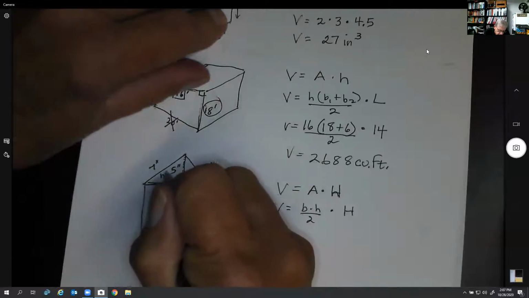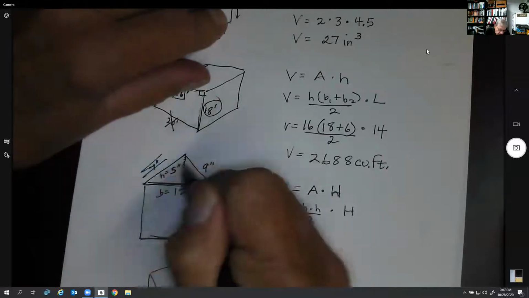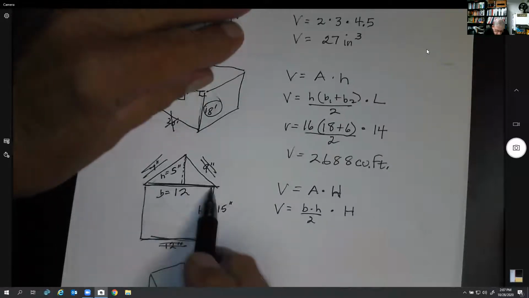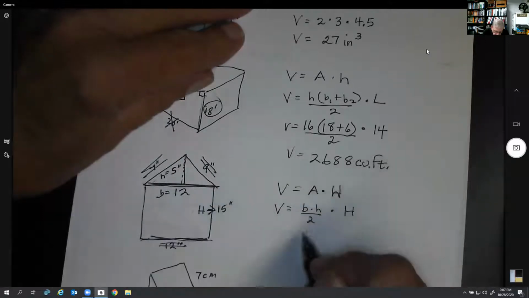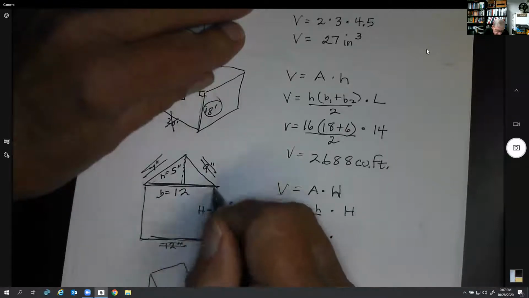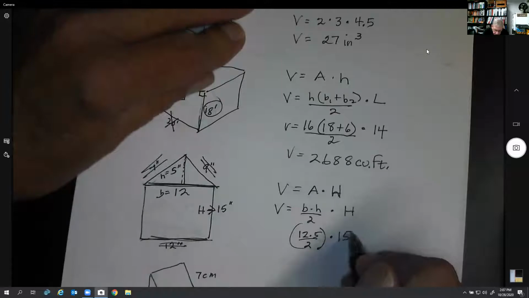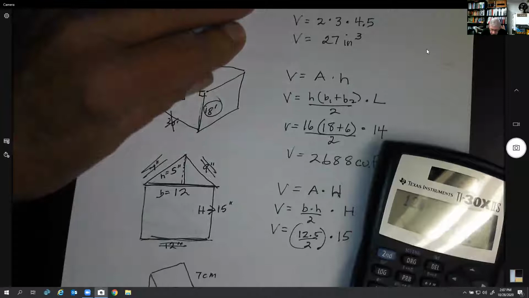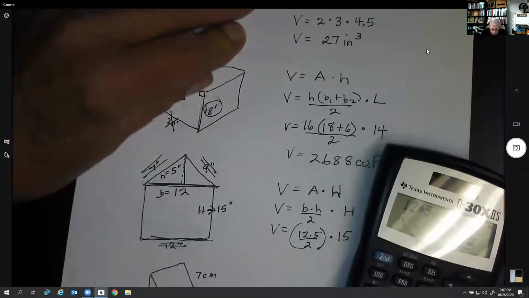Got that little h. So we don't really need the 6 or the 9. Thrown in there maybe for some other reasons, we don't need this bottom 12. These are the dimensions we need, the 12 across, the 5 going up. That'll give us the area of the triangle, 12 times 5 divided by 2. And then once we get that calculated, we're going to multiply it times the height, going up and down, 15. So we're going to take 12 times 5 and divide it by 2.